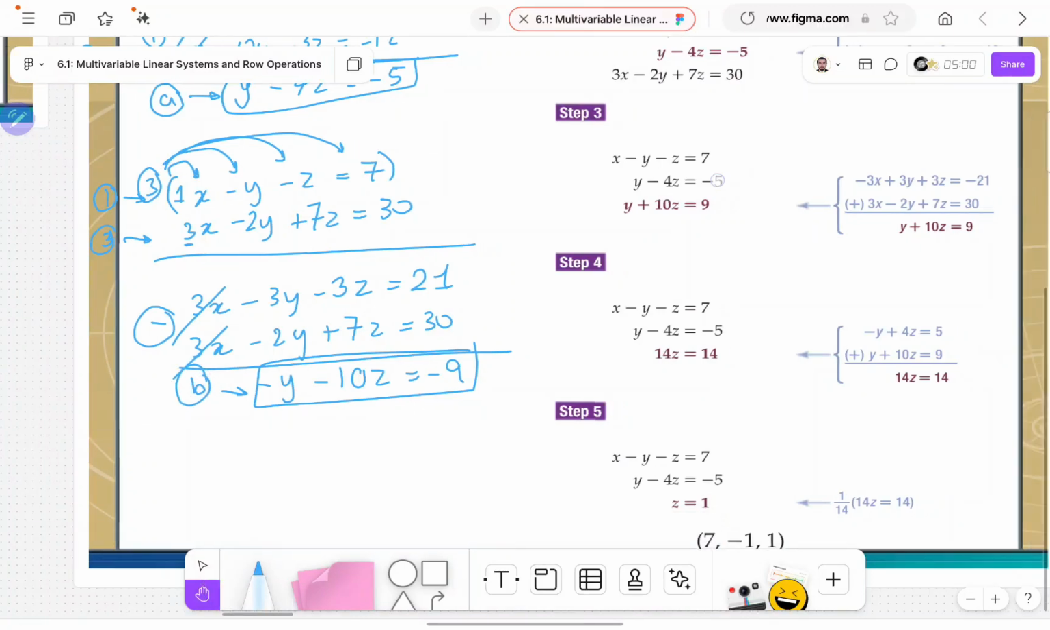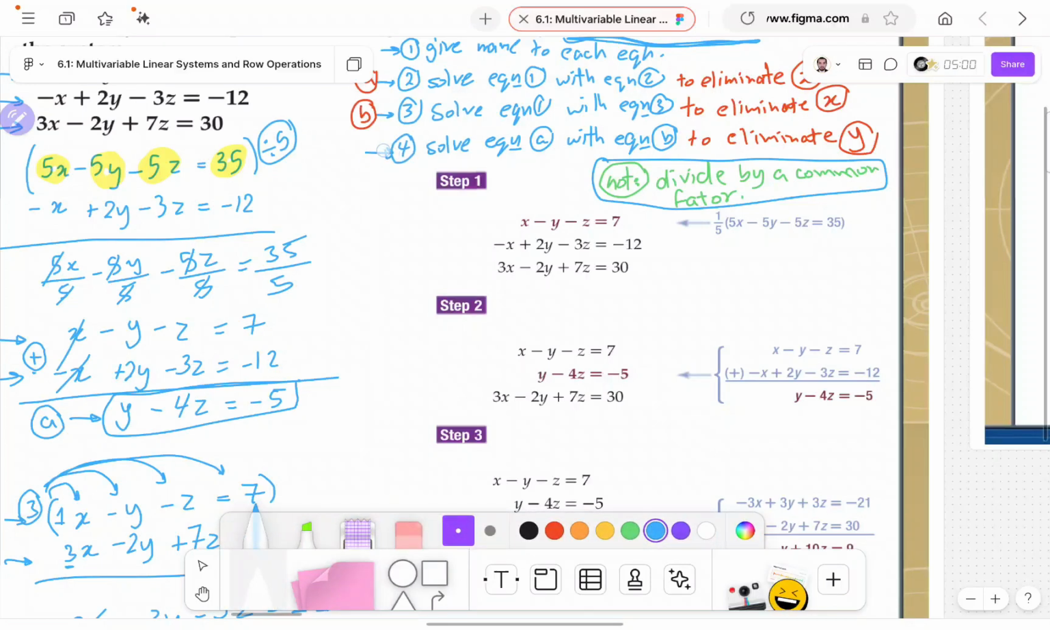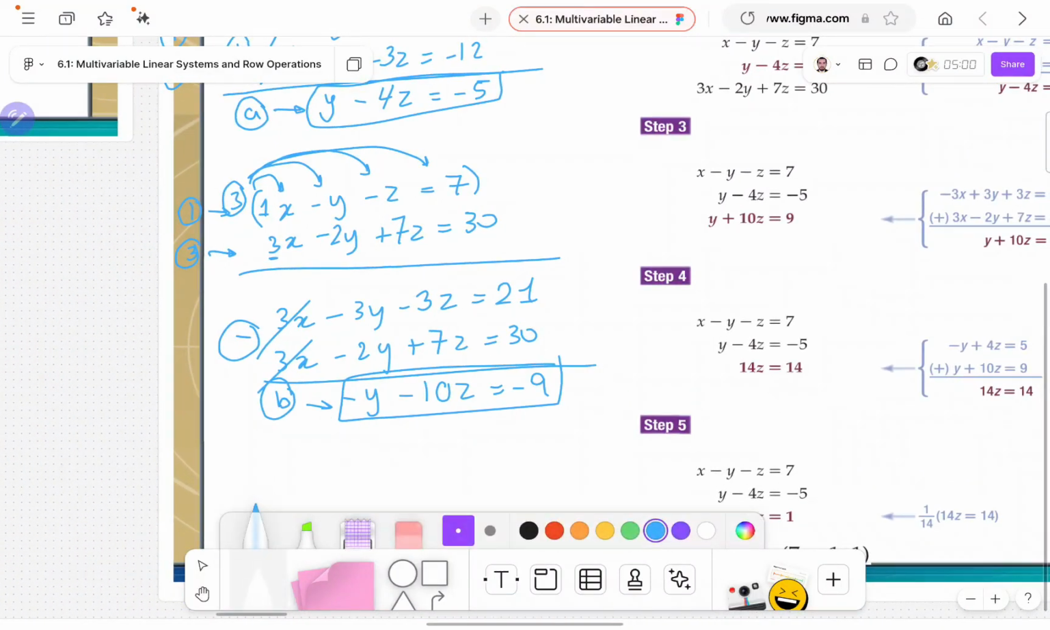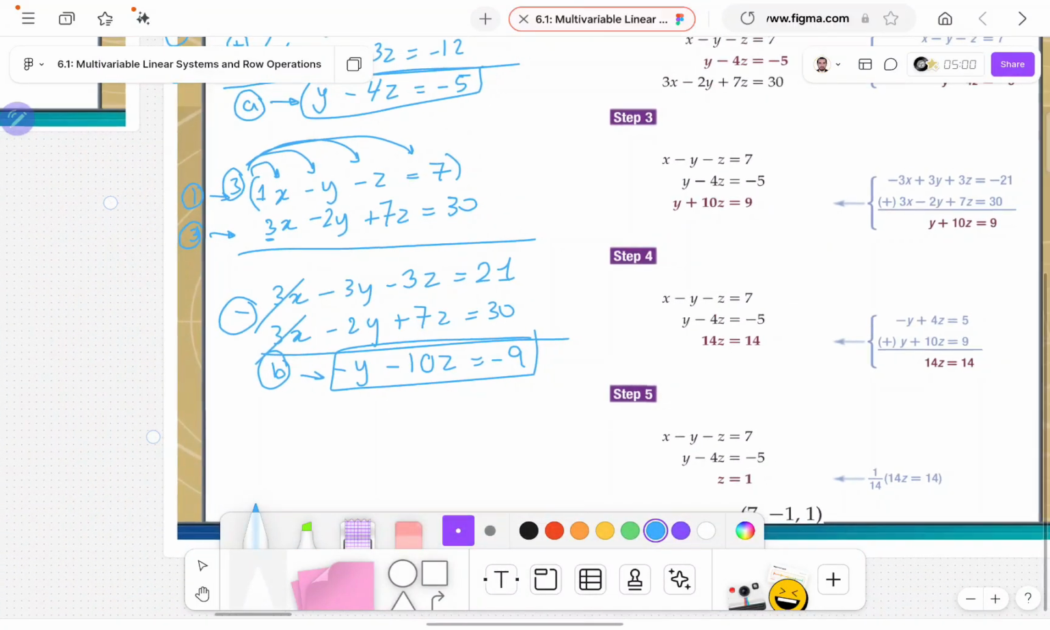So now I have equation a, I have equation b. Step number 4 said solve equation a with equation b to eliminate what? To eliminate y. Now let's write equation a and equation b together here. So y minus 4z equals negative 5. This is equation a from here. Then equation b is negative y minus 10z equals negative 9.